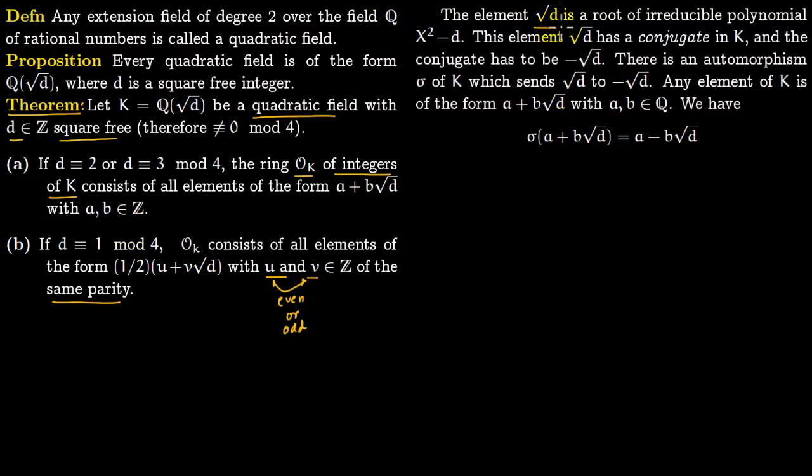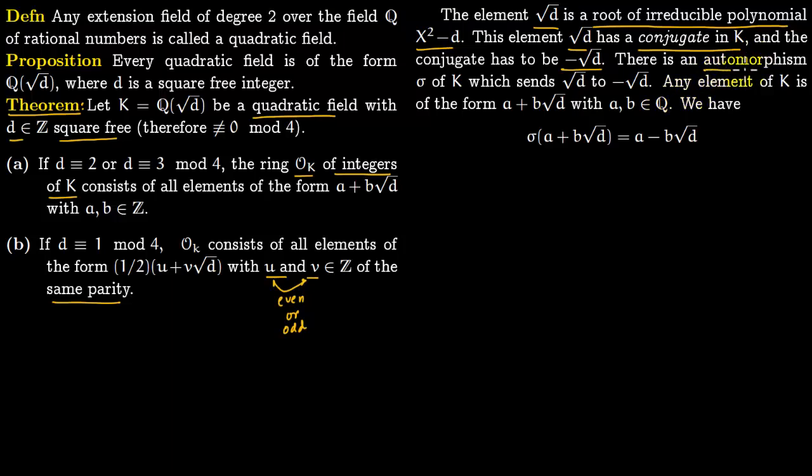So the element square root of d is a root of the irreducible polynomial x square minus d. So this element root d has a conjugate in k, which is rationals adjoined root d, and this conjugate has to be minus root d. That is just the roots of this polynomial when you set it equal to 0. So these are just the two conjugates.